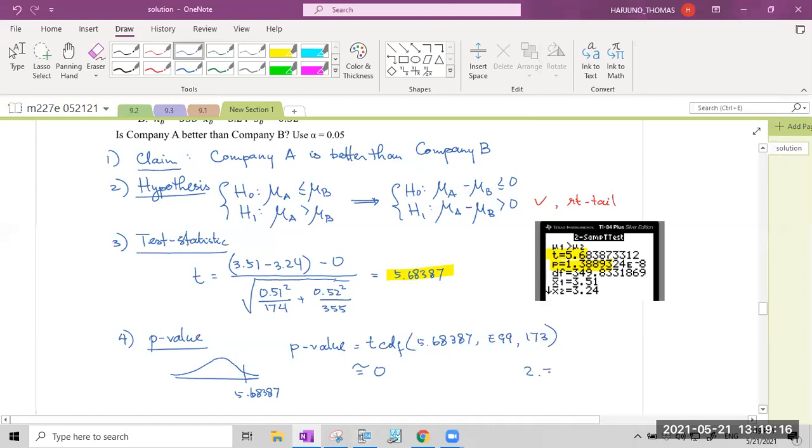2.745 times 10 to the negative 8. Maybe I write it that way. That's 2.745 times 10 to the negative 8, which if we round to 5 decimal places, it will be 0 anyway.